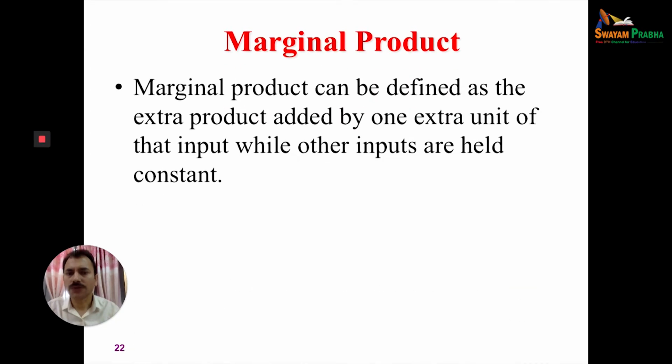Now, marginal. Gibbons has put forward this concept of marginal. Marginal product can be defined as the extra product added by one extra unit of input, while other inputs are constant. Additional input: when you use one more unit of input, and as a result there is a change in output, it is called marginal product. It is the additional output due to one more unit of input.